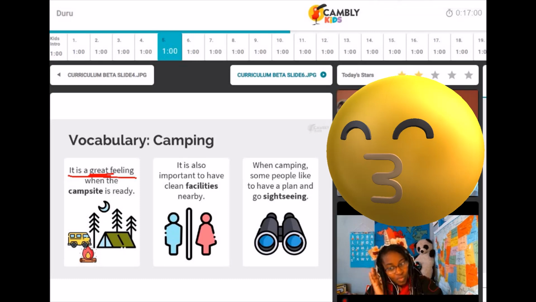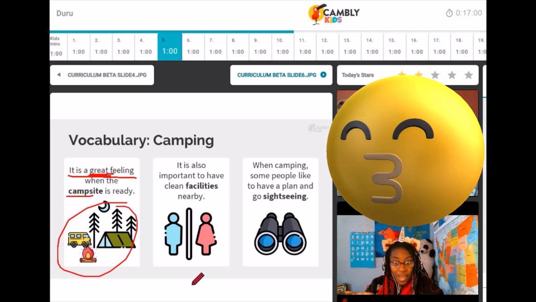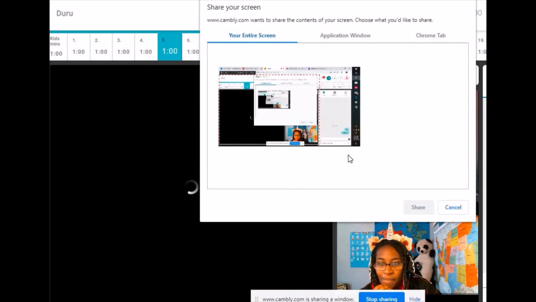Campsite is ready. Yes. So this is the campsite. Campsites. Yeah, that's where you go camping. The campsite. Yeah. I'm going to show you.